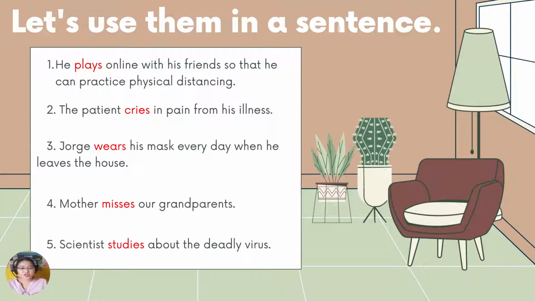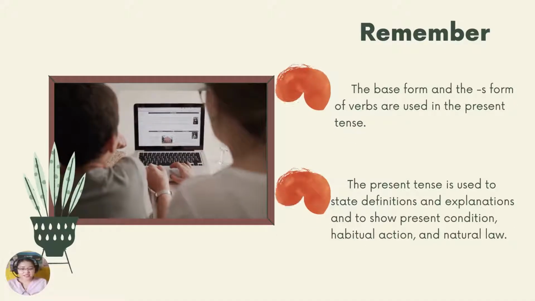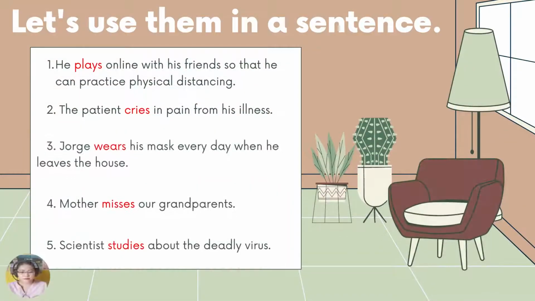Now, let's use them in a sentence. Number 1: He plays online with his friends so that he can practice physical distancing. So here, we use plays. Number 2: The patient cries in pain from his illness. The verb used is cries. For number 3, George wears his mask every day when he leaves the house. The verb used is wears.